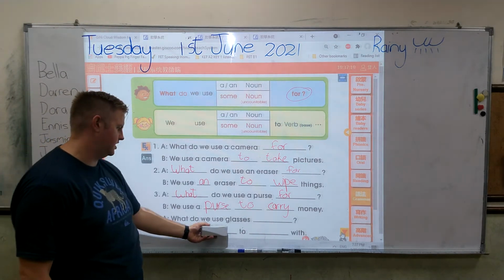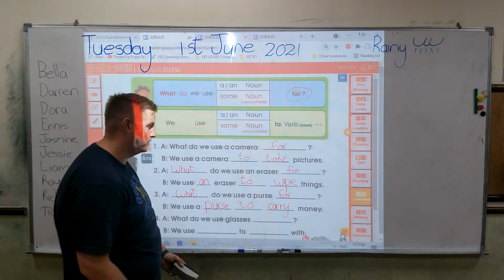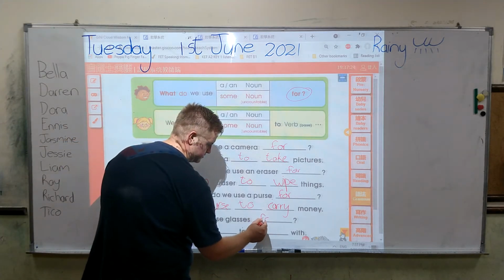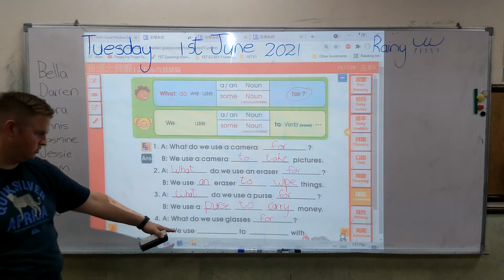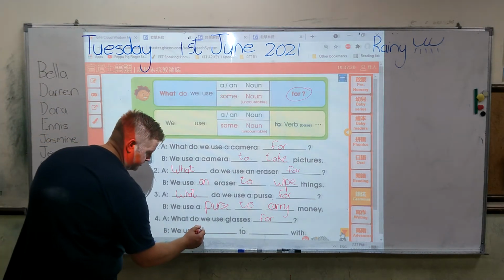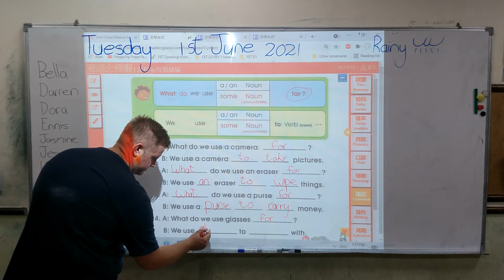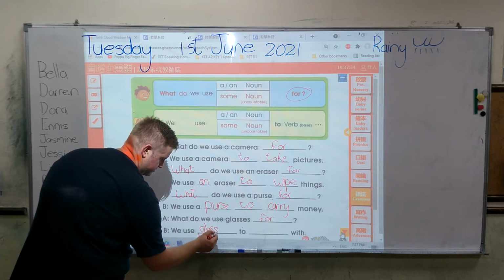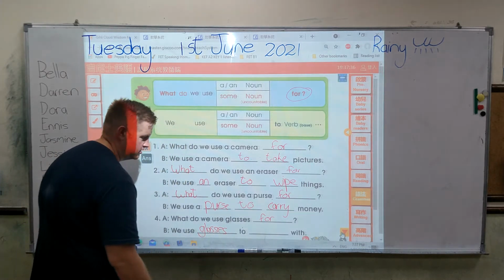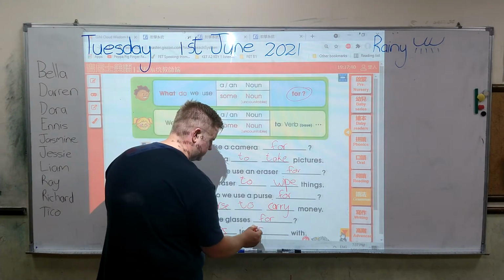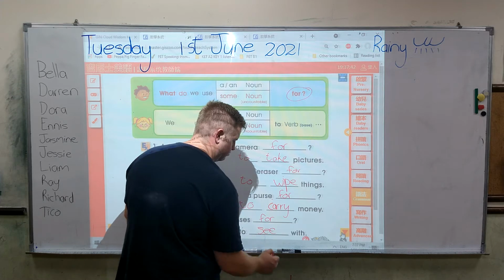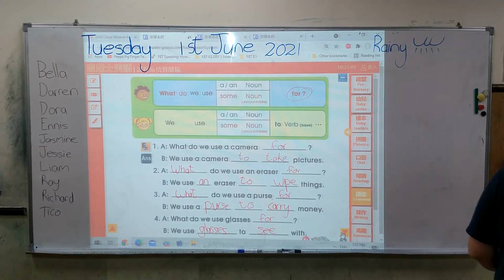What do we use glasses for? What do we use glasses for? We use glasses to see with. To see with. We use glasses to see with.